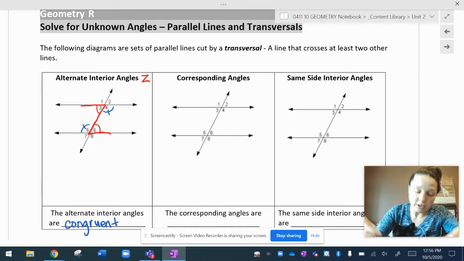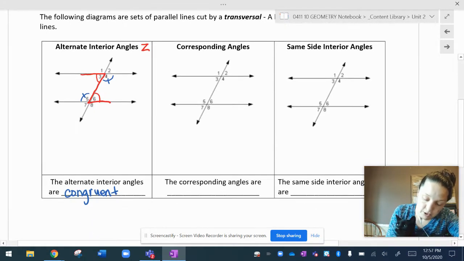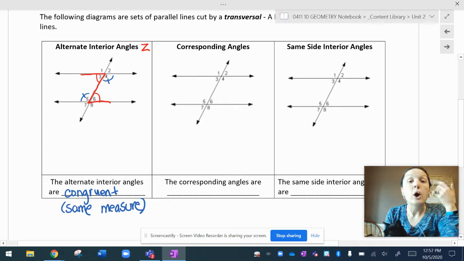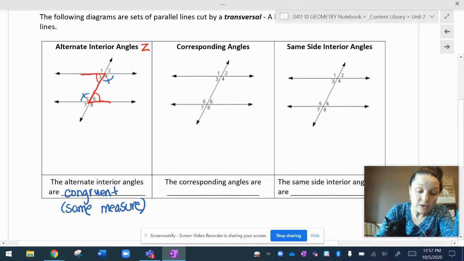So alternate interior angles are congruent, which means they have the same measure. Okay, alternate interior angles make a Z. The reason they're called alternate interiors is they are inside the parallel lines and they are on alternate sides of the transversal.